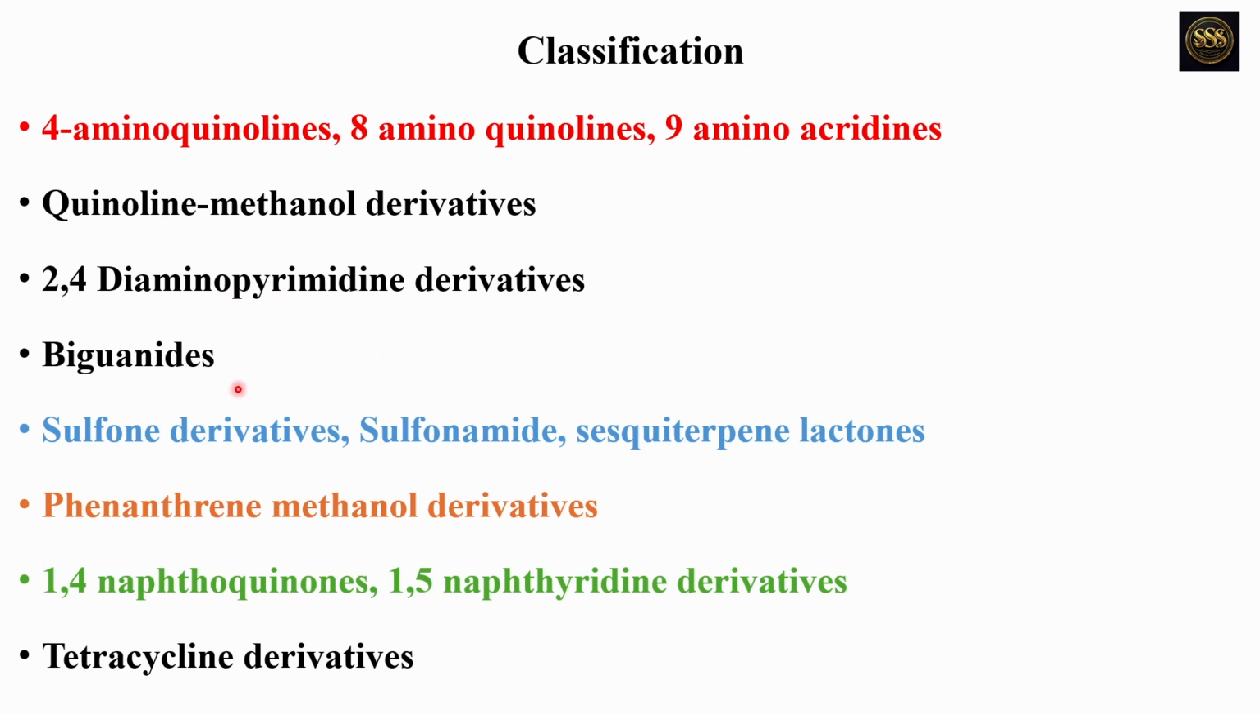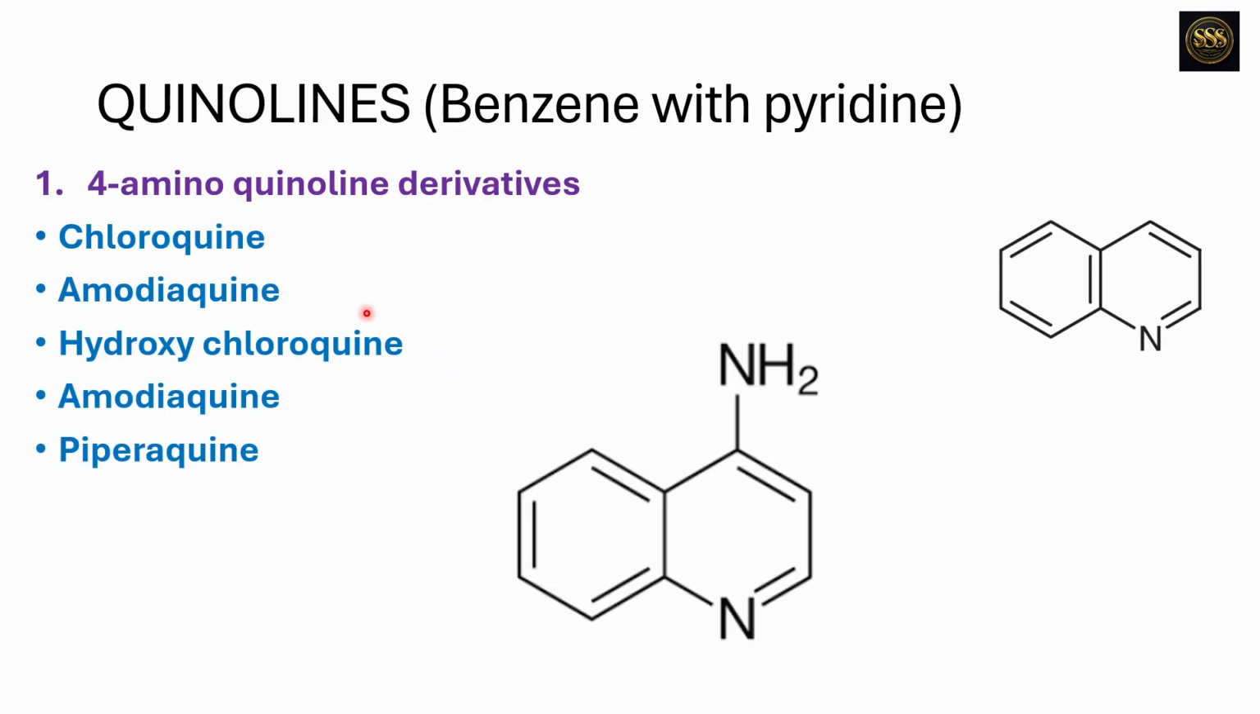Then biguanides are there. Then sulfone derivatives, sulfonamide derivatives, and sesquiterpene lactones with endoperoxide bridges. Then phenanthrene methanol derivatives, then 1,4-naphthoquinones, 1,5-naphthyridine derivatives, then tetracycline derivatives. Right. So let's move on to the first one, that is quinolines.